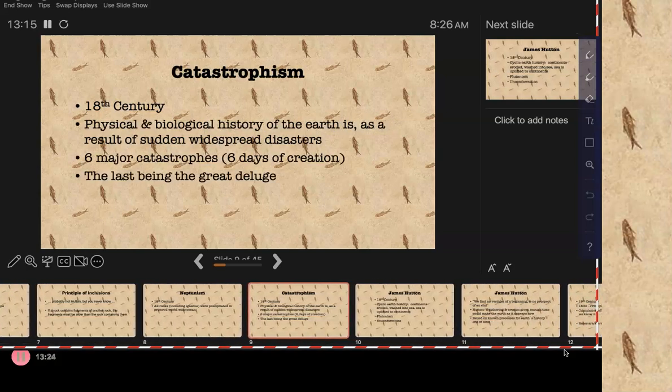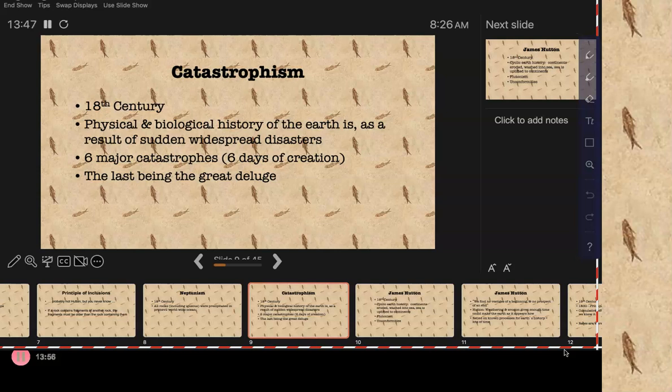Catastrophism. This was an interesting one. These guys, I think, were paying a little more attention. But again, sort of an extremist group. They're saying that the majority of the changes were caused by major catastrophes. All right.